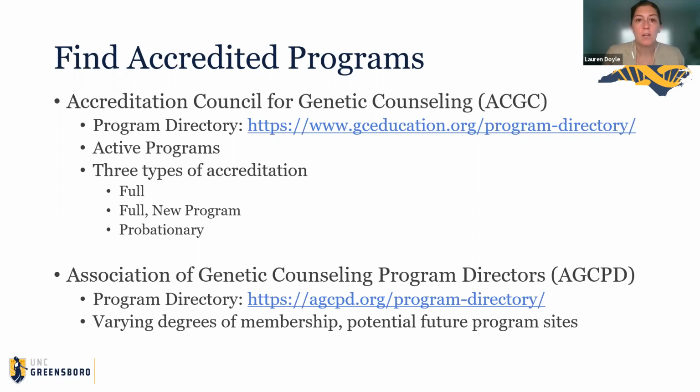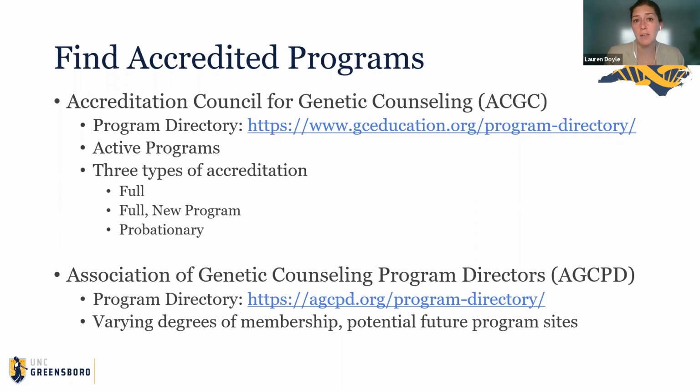So when you go to the program directory, and I've included the link here, I'm happy to share it in the chat later as well, through the Accreditation Council for Genetic Counseling, or the ACGC, which is the national organization that gives programs accreditation, you will see a list of active programs. And then you'll also see 3 types of accreditation associated with those programs. The first one is full accreditation, and I think on the website it just says accredited.